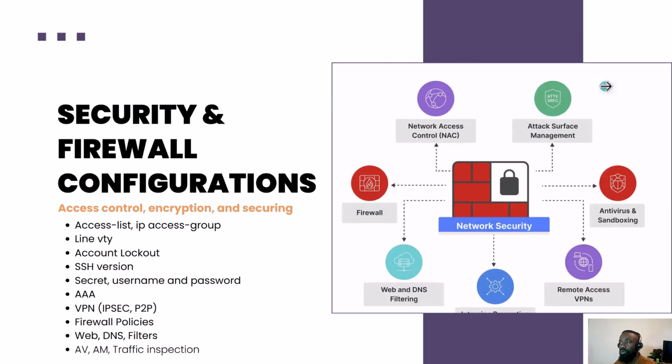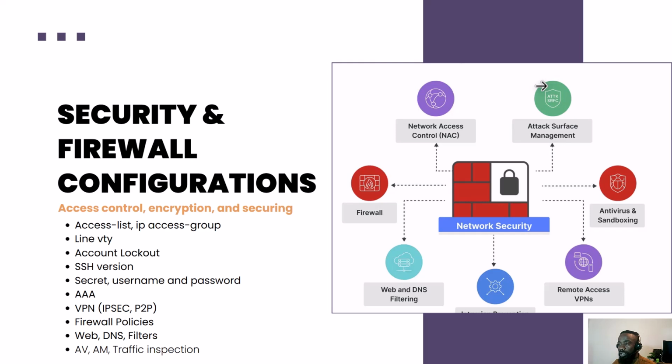And the next category we're going to talk about is security and firewall configurations. So obviously these are not the only security configurations that there are, but these are the core ones that you would find, right? You'll find things like access lists, IP access groups. You're going to find things like VTY lines, like configuring them to be secure. You're going to also configure account lockout, right? So that if someone tries consistently to log into an account with a password, that account is locked out to ensure that that device is secure.